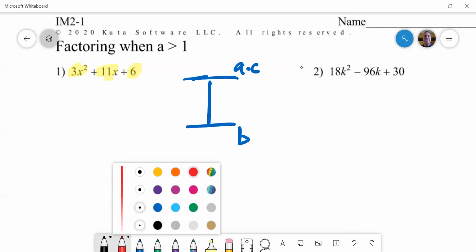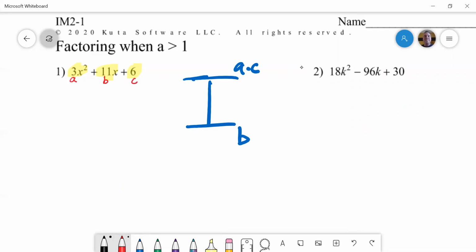So here's my A, here's my B, here's my C. A times C is 18, and our B term is 11. So we're looking for a combination of numbers that multiply to make 18 and add to make 11. Let's see, 6 times 3 is 18, but that does not add to make 11. But it looks like 9 times 2 does. So that's how we want to split apart our B term. So I have 3x squared, instead of plus 11x, we're going to say plus 9x plus 2x, and then plus 6.